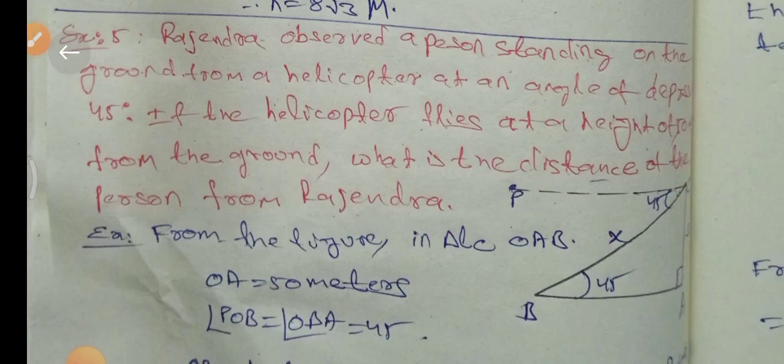Rajendra observed a person standing on the ground from a helicopter at an angle of depression 45 degrees. If the helicopter flies at a height of 50 meters from the ground, what is the distance of the person from Rajendra?